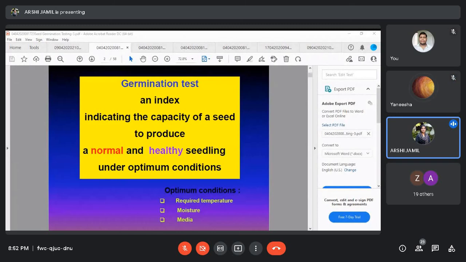Yes, ma'am. So the germination test is an index indicating the capacity of a seed to produce a normal and healthy seedling under optimum conditions. The important thing is under optimum conditions. Any seed you take should be able to produce a normal and healthy seedling, but the important criterion is that the conditions should be optimum for its growth.